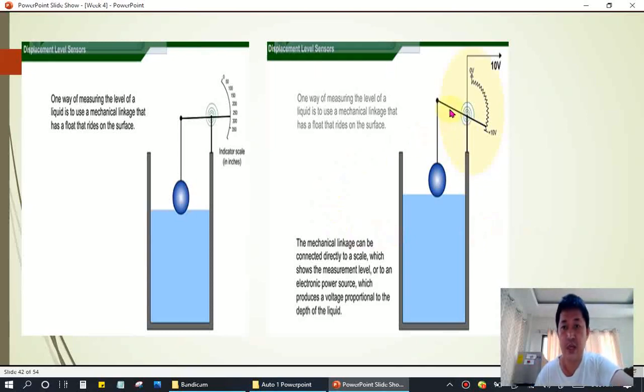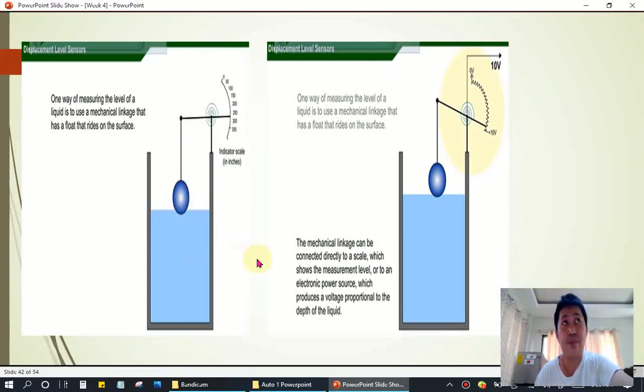So there is a mechanical linkage between the float and your level indicator or the indicator scale, as you can see. So one way of measuring the level of liquids is to use a mechanical linkage that has a float that rides on the surface. So as the water is going up, the float is also going up.